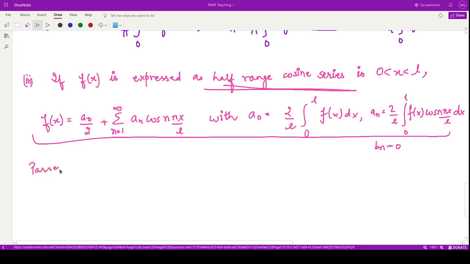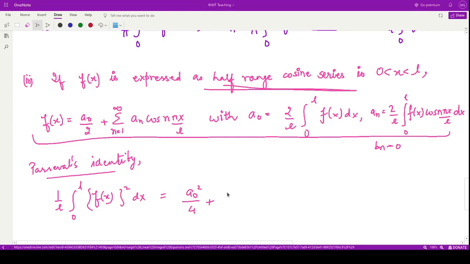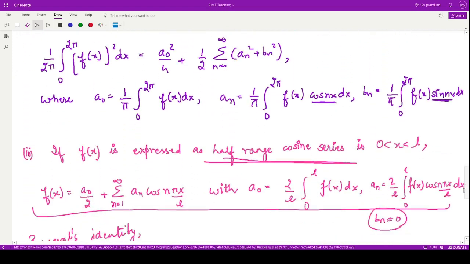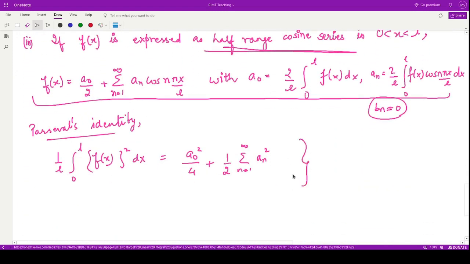So what is the Parseval's identity here? In this case, the identity is given by 1 by L integration from 0 to L f of x whole square dx, that is simply equal to a naught square by 4 plus 1 by 2 summation n varies from 1 to infinity an square. Why? Because in this case your bn is equal to 0. So from this identity that term is not present. So that is the form of identity that you have in this particular case.